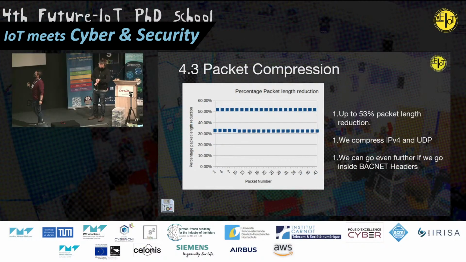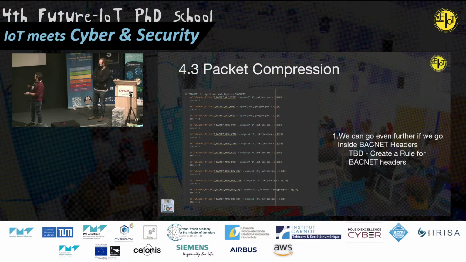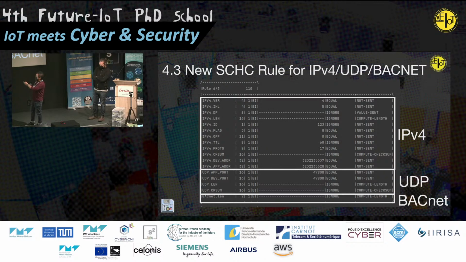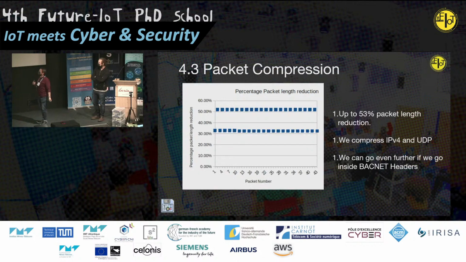So if we see, I want to come back. If we see right here, we only have the IPv4, but when we do the compression, we get some results. Obviously, for some packets we have like 51%, for some others 30% of compression.